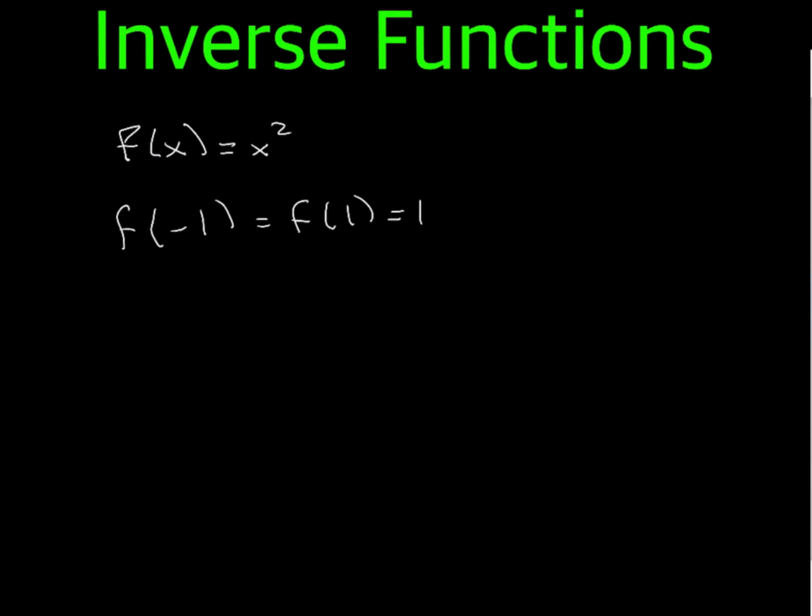So if I had some function f inverse of x, and I plugged 1 into this inverse function, well now it has to be equal to both negative 1 and 1. But using the definition of a function, it can only have one output. So therefore, it cannot have two outputs like this, which means f of x equals x squared does not have an inverse.